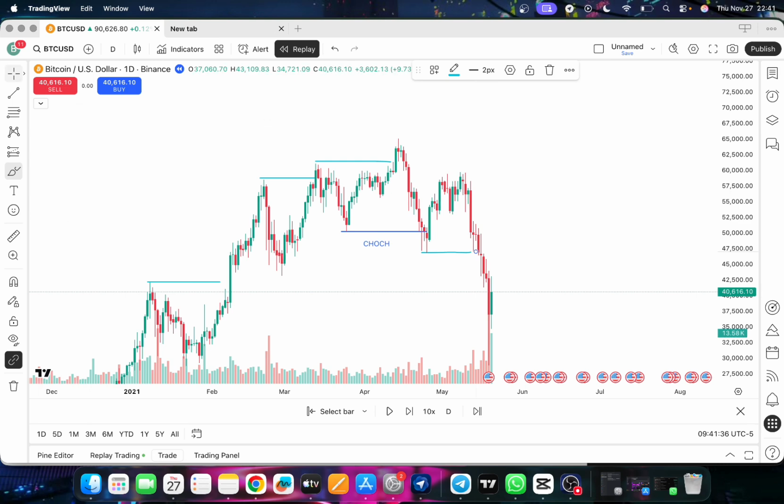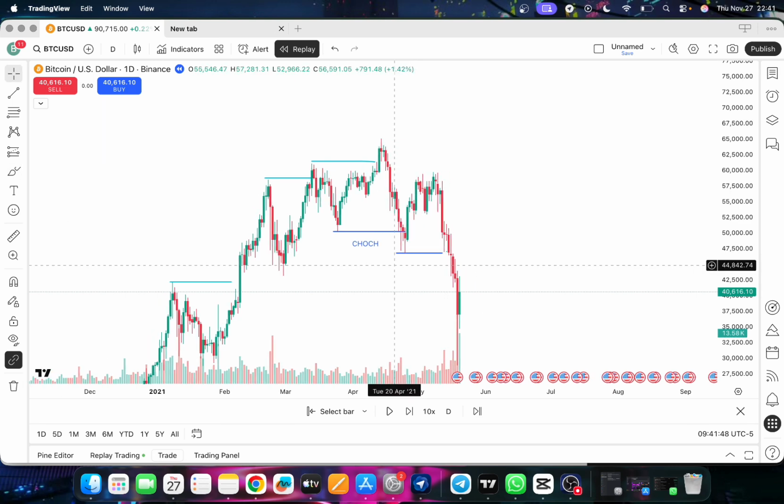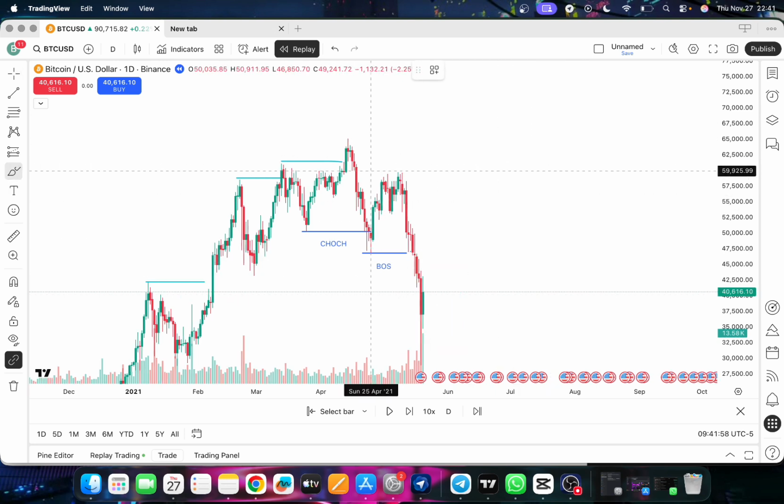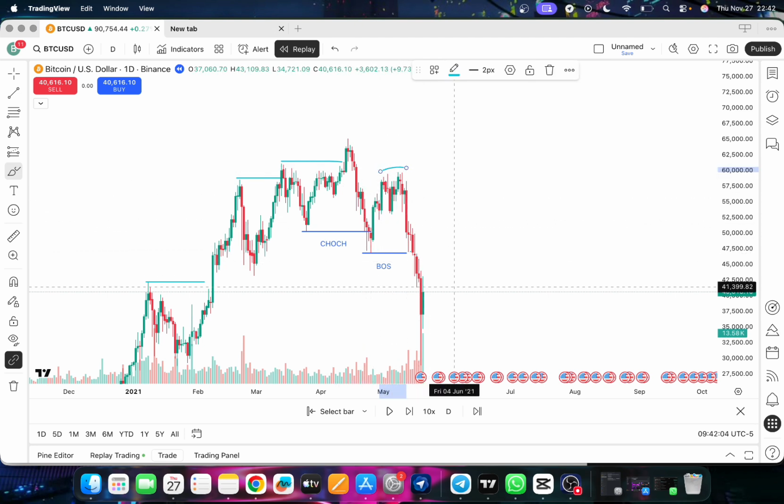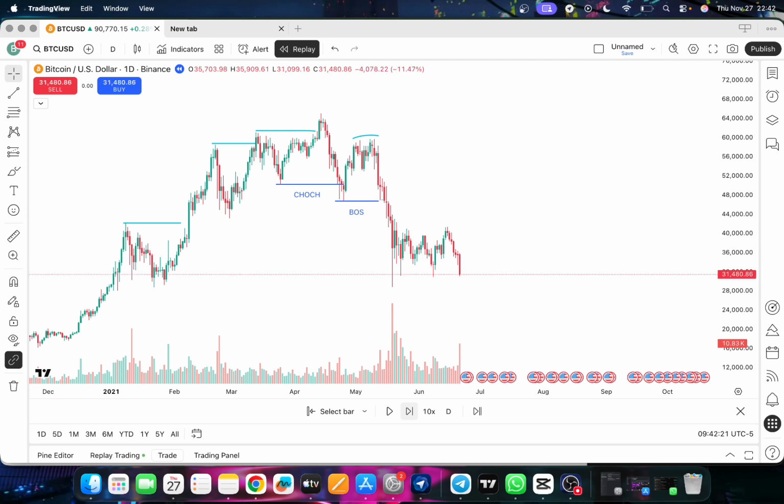And then it took out this low. Okay? And then it took out the second low, which we call a BOS, which is a break of structure. And now price has made a lower low, and then this is your lower high. Okay, so I'm going to cover this while we're here.